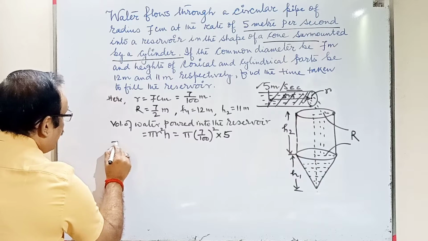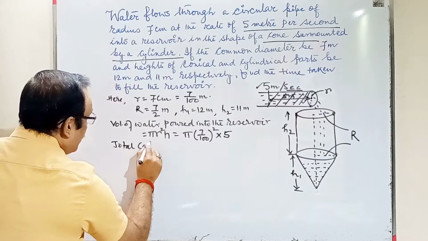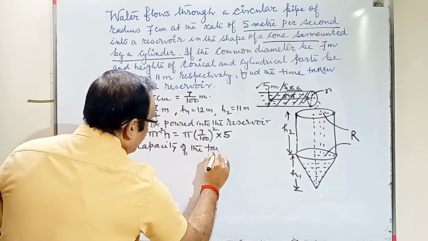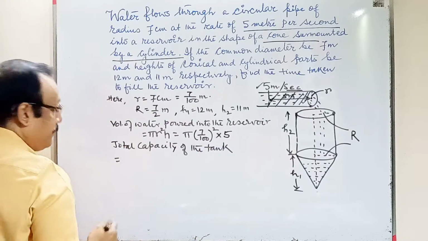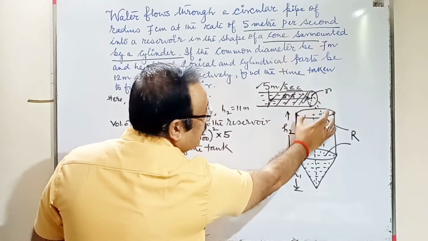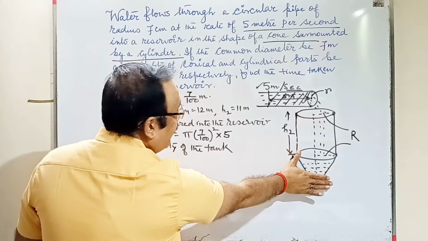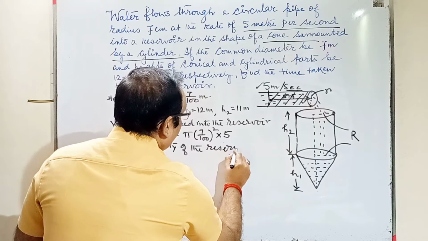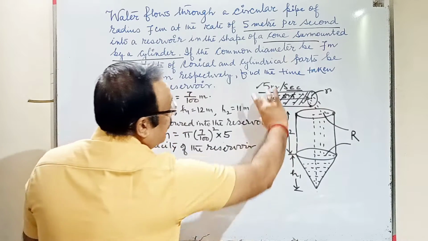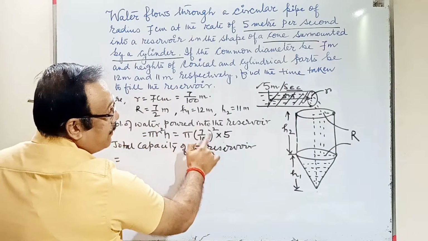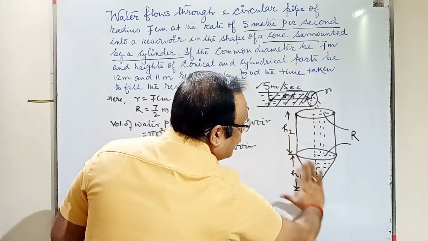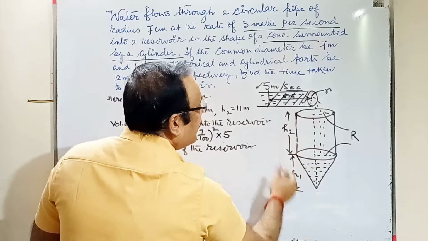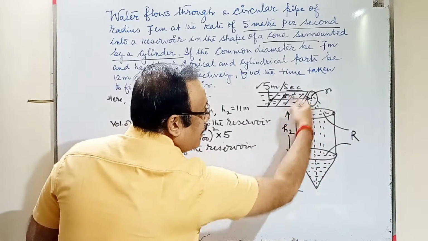Now, total capacity of the tank, because we need this. Since I have got how much quantity of water is being poured into the reservoir, this is reservoir. So we'll write it reservoir. Total quantity of water poured into the reservoir in 1 second time, this is this much. Now if I know the capacity of this particular reservoir, then this divided by this quantity of water poured will give me the time needed to fill up this particular reservoir.